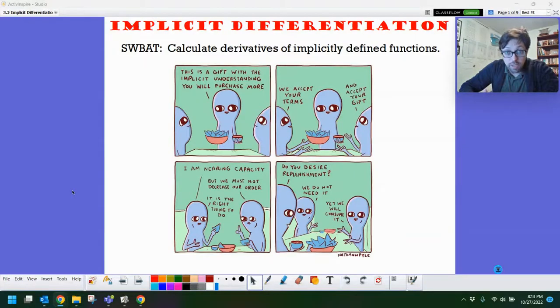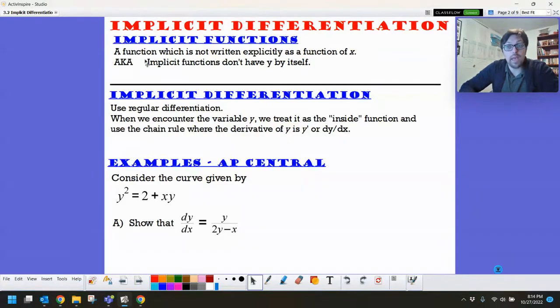Hi, in this video we're going to be talking about implicit differentiation. So these are functions that are not clearly stated. An implicit function is a function which is not written explicitly as a function of x, meaning that the y is not by itself. It's kind of mixed in with the x's. So this is an implicit function down here.